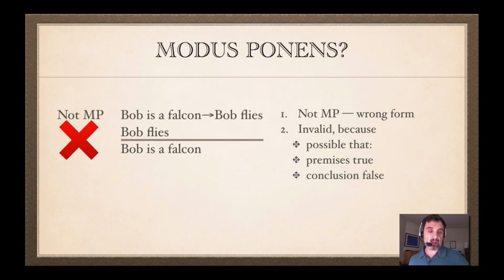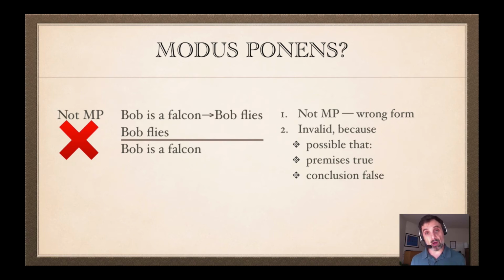So imagine that Bob is a hummingbird. Then Bob flies, and it's also true that if Bob is a falcon, then Bob flies, but it's not true that Bob is a falcon. Bob is a hummingbird, and therefore is not a falcon. So in the situation where Bob turns out to be a hummingbird, the premises are true and the conclusion is false. Now in other situations, all three premises might be true.